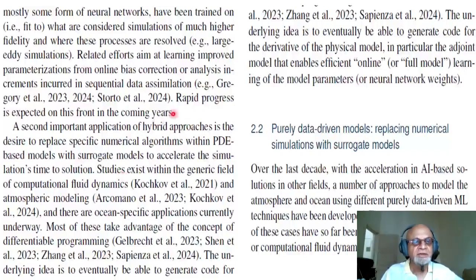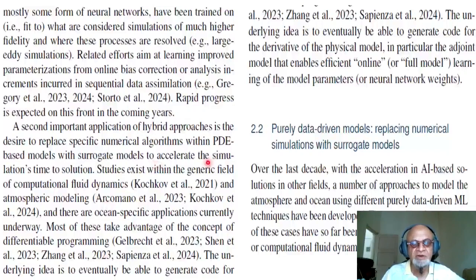Okay, so there are also improved parameterizations that are used for bias correction or analysis using data. Rapid progress is expected in all these fields in the coming years.